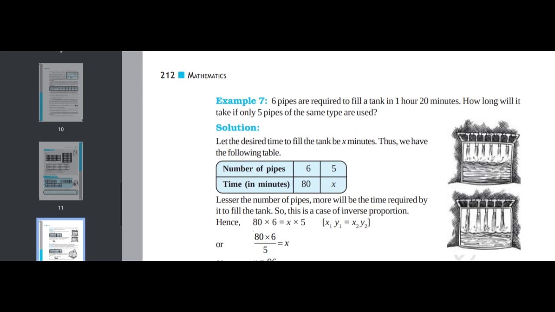There is example number 7 on page number 212. 6 pipes are required to fill a tank in 1 hour and 20 minutes. How long will it take if only 5 pipes of the same type are used? Now the number of pipes is reduced. Time will also reduce, na? Yes, ma'am.